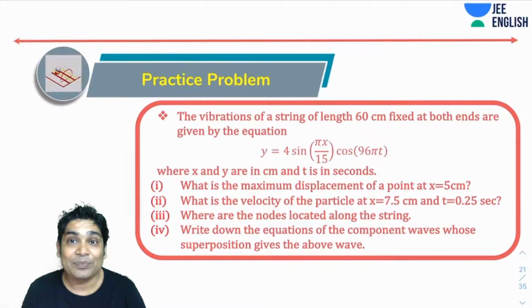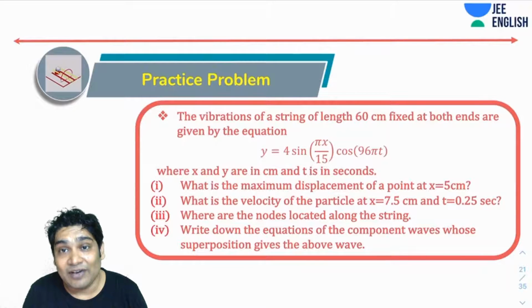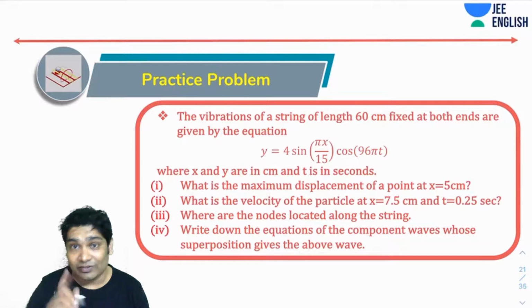Alright, so what does this say? The vibrations of a string of length 60 cm fixed at both ends are given as this, where x and y are in centimeters and t is in seconds. What is the maximum displacement of a point at x equals 5 centimeters? Then, what is the velocity of the particle at x equals 7.5 centimeters at t equals 0.25 seconds? Next, find where the nodes are located along the string. And finally, write down the equations of the component waves whose superposition will give the above wave.